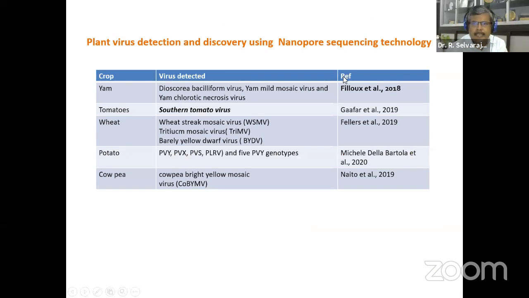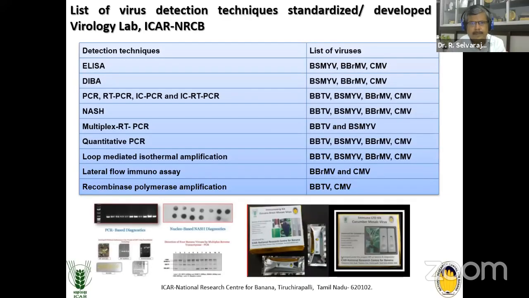And you can see nanopore has been applied in yam, tomato, yam. This 2018 paper, I think Makesh Kumar is also one of the authors, on nanopore based sequencing. Tomatoes and wheat, potato, coffee, around 4 or 5 papers, just in the last 2 years they came. And it is very interesting, nanopore sequencing technology we can adapt for on-site detection as well as characterization.